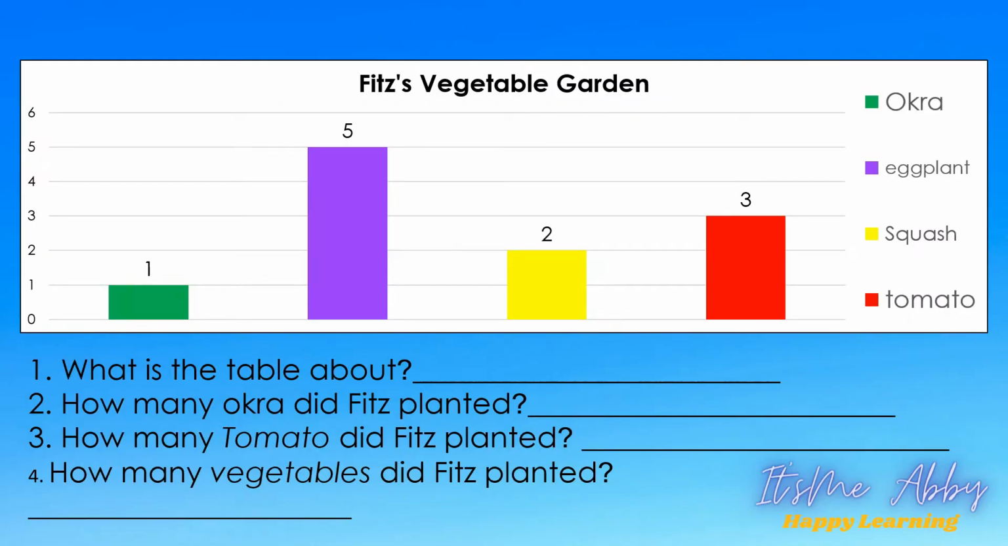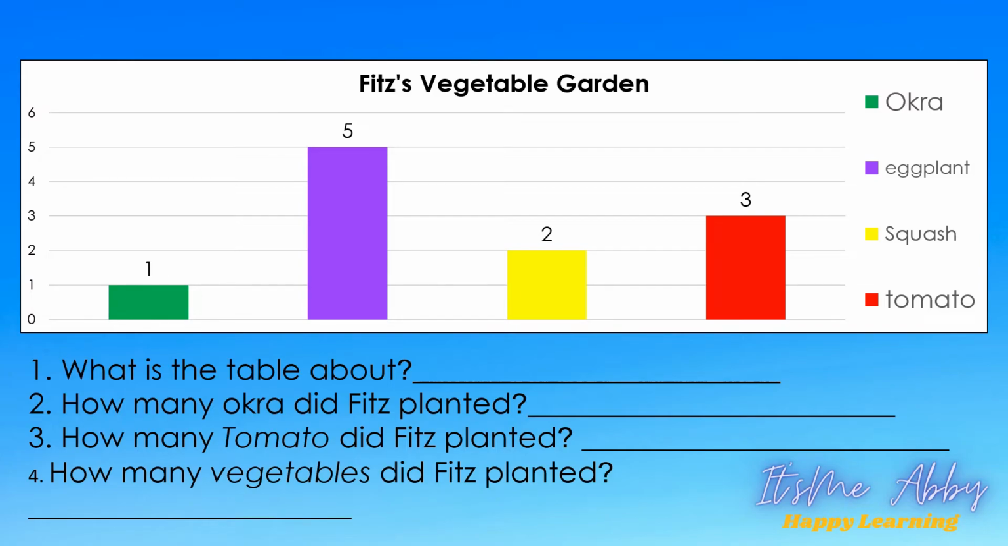Let's have this one, the fruits and vegetable garden. We have the different colors. The green one represents okra. The second graph represents eggplant, which is color violet. And the yellow color represents squash. And the red one represents tomato. Now, let's try to interpret them by answering the following questions.